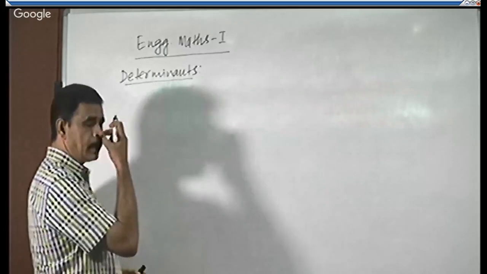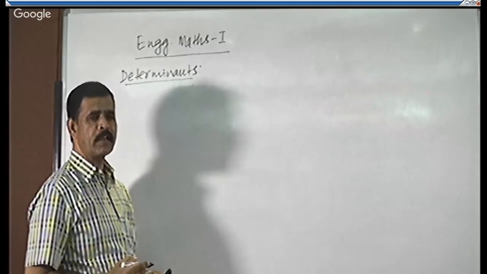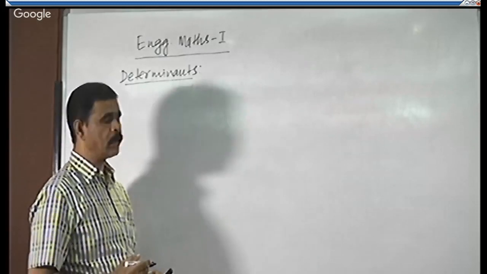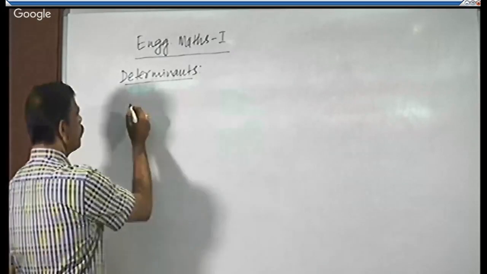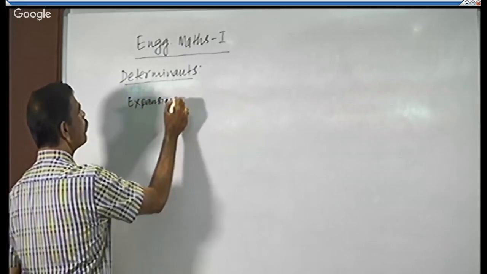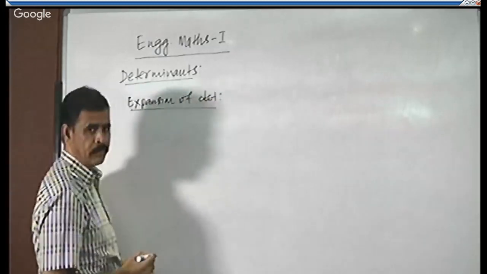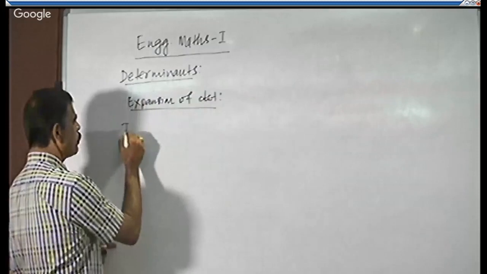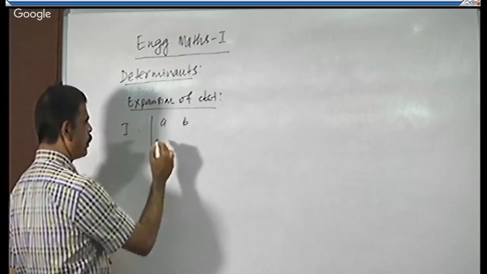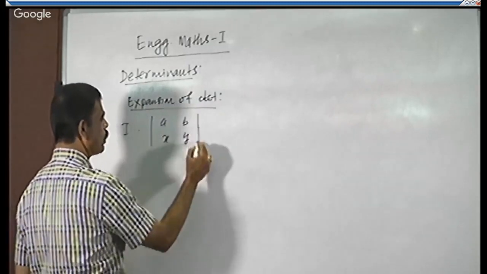As we know, the square arrangement of numbers which are taken in the form of rows and columns will be called a determinant. So, expansion of determinant. I show you one or two examples here. Take a second order determinant. A, B is the first row, X, Y is the second row.